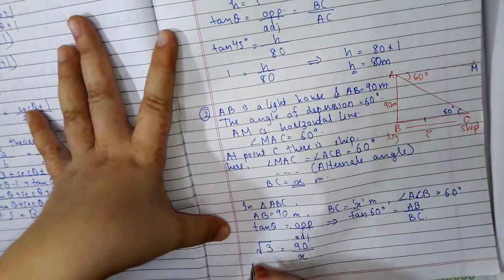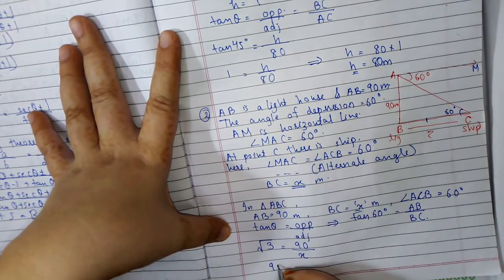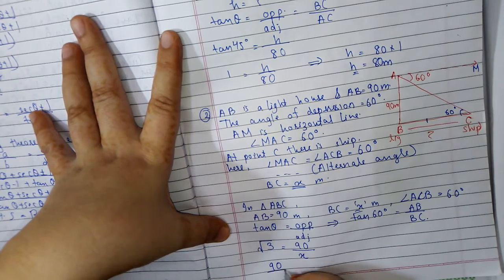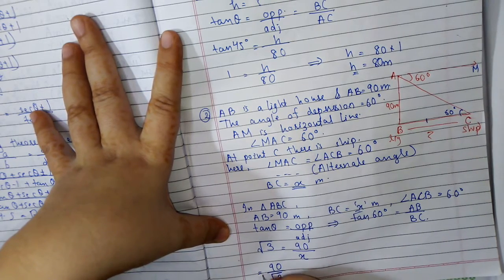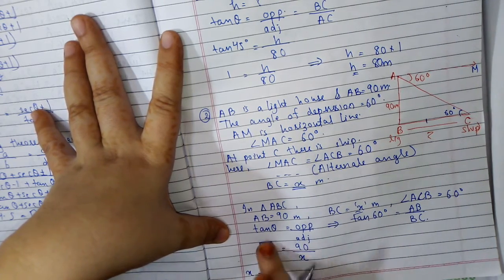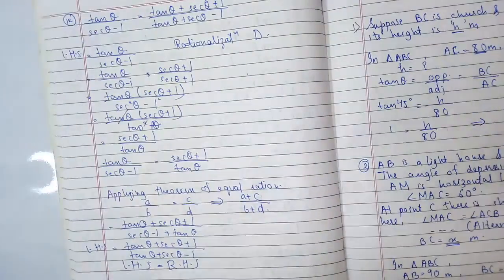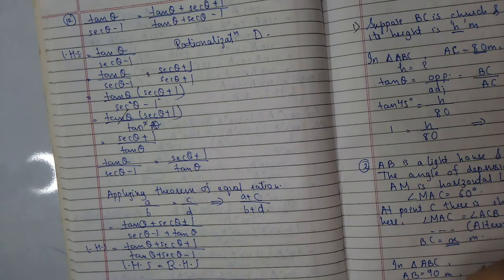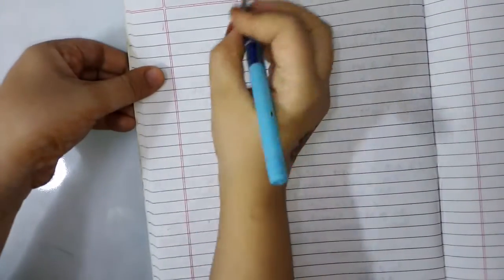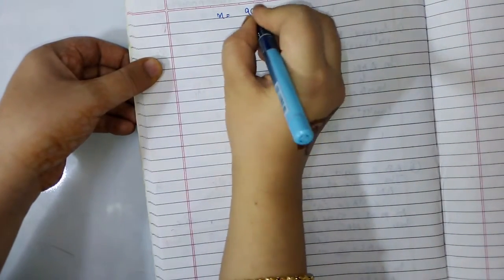Alright. So here we will do the cross multiplication, that is 90 upon root 3 is equal to x. So this x will go here and root 3 comes in the denominator. Now let's solve further. So we get x is equal to 90 upon root 3.